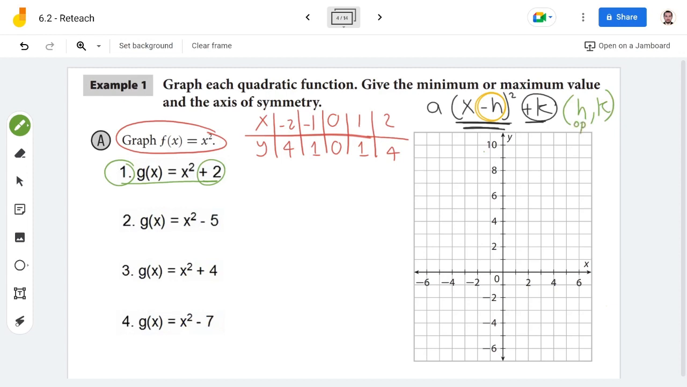And h, we always take the opposite sign. So if it's negative, I have to take it positive. If it's positive here, I have to take it negative. K, I take the same sign. Okay, we take the same sign.